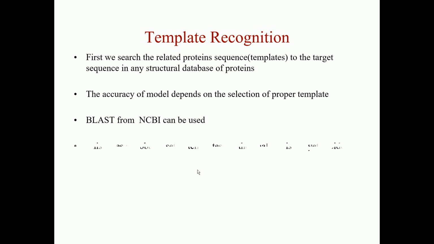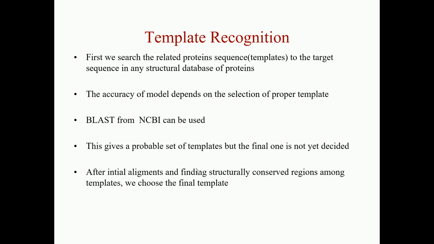So these are the steps in the modeling. As I just said, the first step is template recognition, and then the alignment. For alignment, BLAST can be used, and then they are aligned, and the regions which are the same, the conserved regions and the variable regions, can be found.